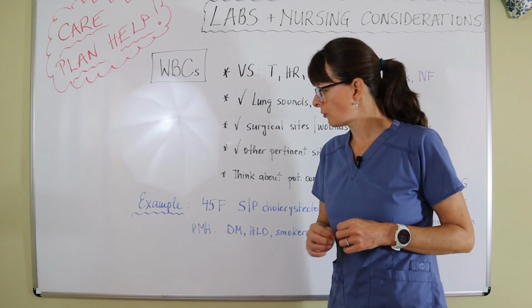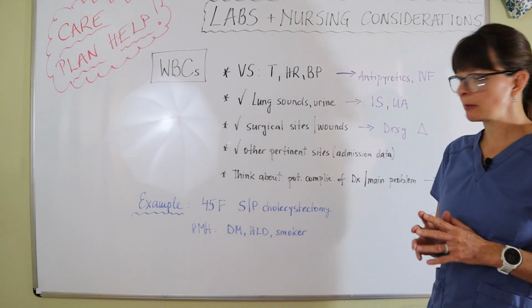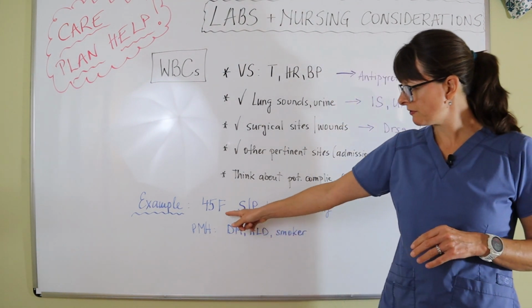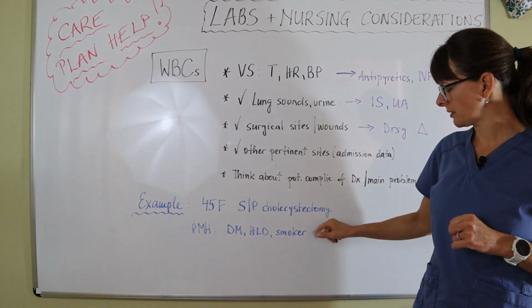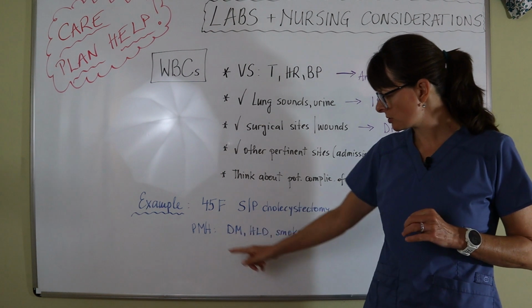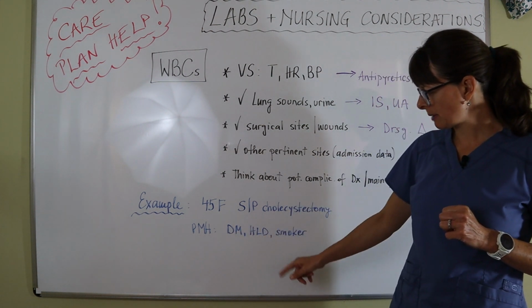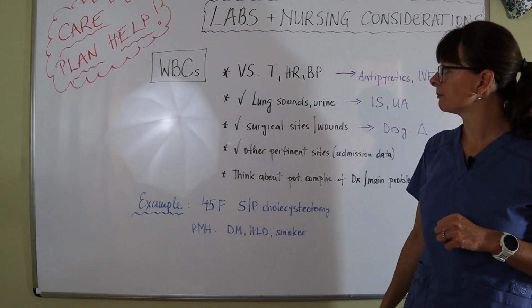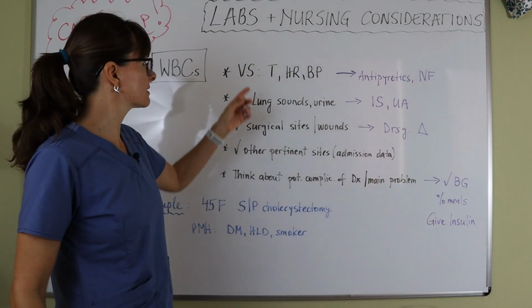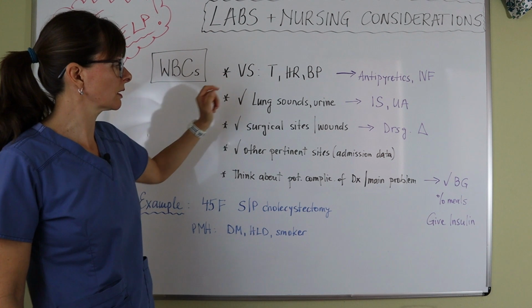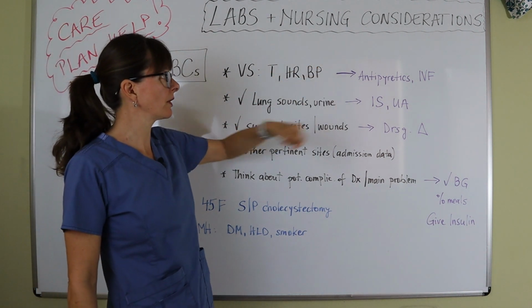And so then over here, I came up with a very simple example of a patient, a 45-year-old female who is status post-cholecystectomy. So she had her gallbladder removed, past medical history includes diabetes, hyperlipidemia, and she's a smoker. Now when we think about those white cells, we can assess the vital signs like we already talked about, and then interventions over here are in purple.